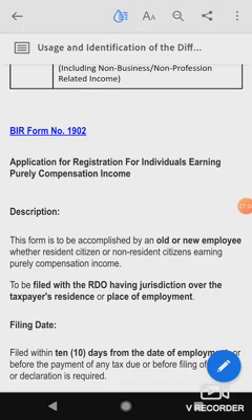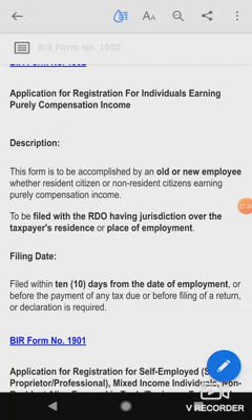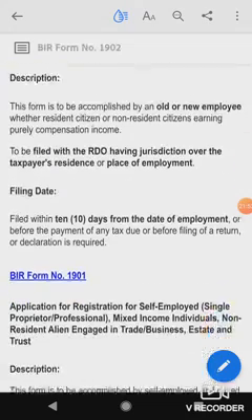Applications, once again: this form is used to apply for registration for individuals earning purely compensation income. The description is this form is to be accomplished by an old or new employee, whether resident citizen or non-resident citizen, earning purely compensation income, to be filed with the Regional District Office having jurisdiction over the taxpayer's residence or place of employment.